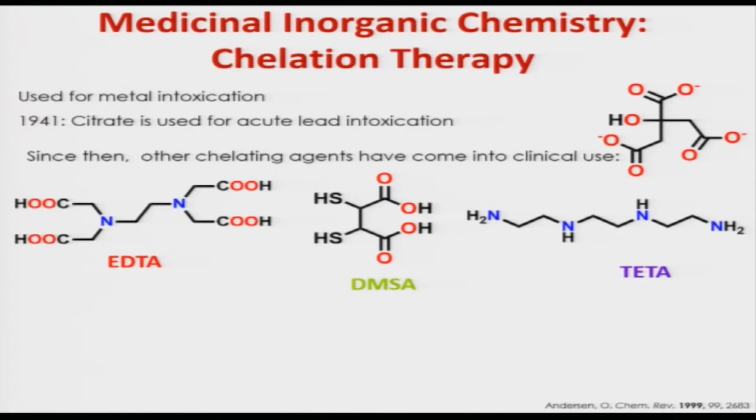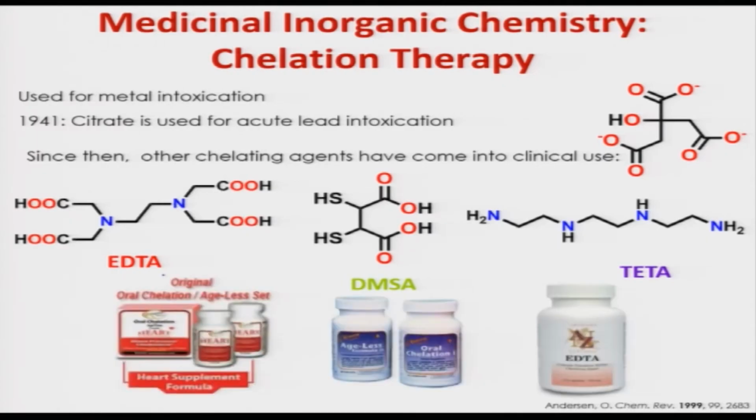Indeed, chelation therapy can remove those metals which are toxic in our body. As one can see, in 1941 citrate was used to treat acute lead intoxication. Since then, other chelating agents have been designed, and some of them are shown here. These are very popular: EDTA, DMSA, and one can buy them in the market.